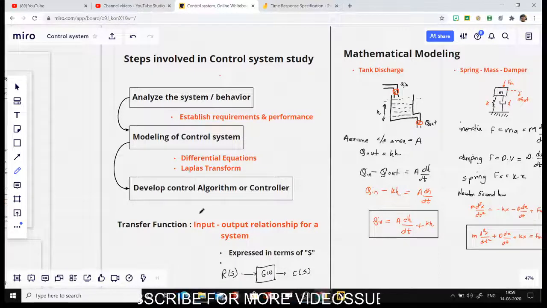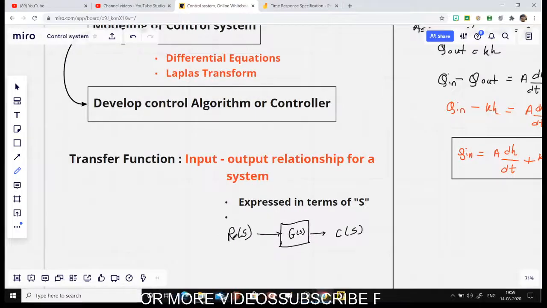Then you go to the next step, that is called modeling of a control system, and we use transfer functions, differential equations, and Laplace transform to mathematically model that system into equations. And after developing those equations, we go to the controlling part, that is development of the control algorithm or suggesting a controller for that system. So any simple system or any complex system, you can easily divide into these three steps and start analyzing it.